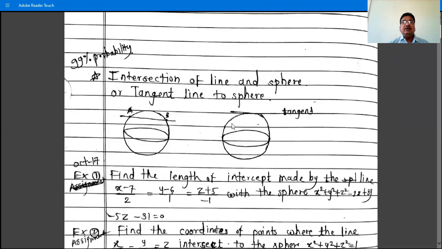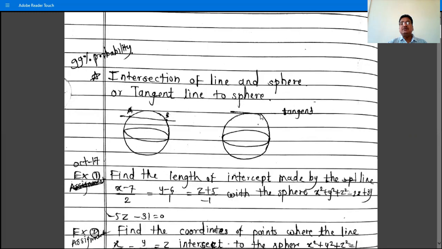Next topic is intersection of line and sphere. So what are the possibilities? That is, the line intersects the sphere in 2 points, or the line intersects the sphere in only one point. In the case of the line intersecting the sphere in only one point, then we say the line touches the sphere, or we say the line is tangent to the sphere.